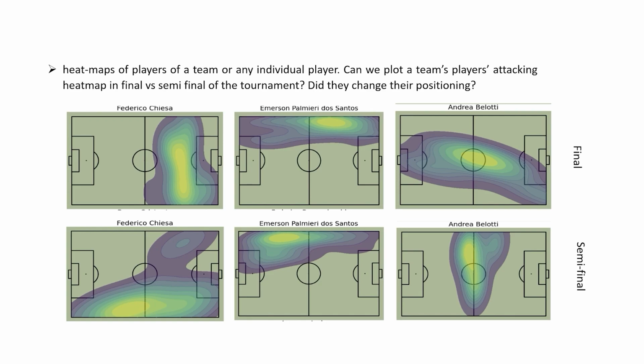Emerson, being a fullback, helped in defense mostly while he was given an attacking role against England in the final. And from the third comparison, we can see Andrea Belotti, being a center forward, was helping in both defense and attack against England in the final.